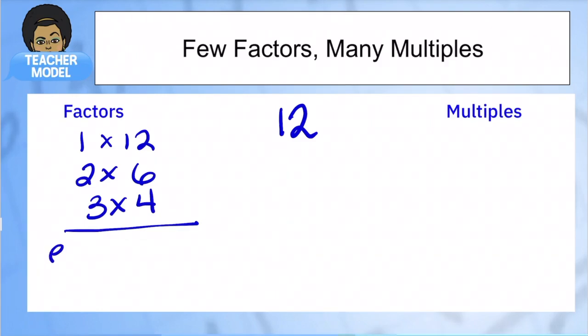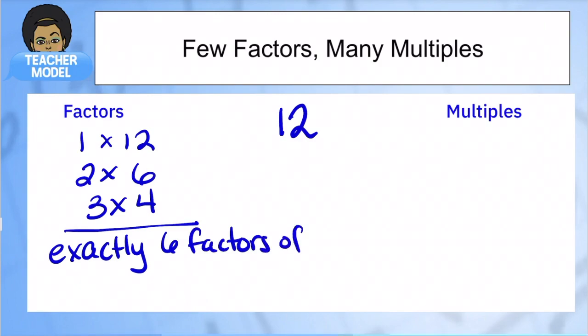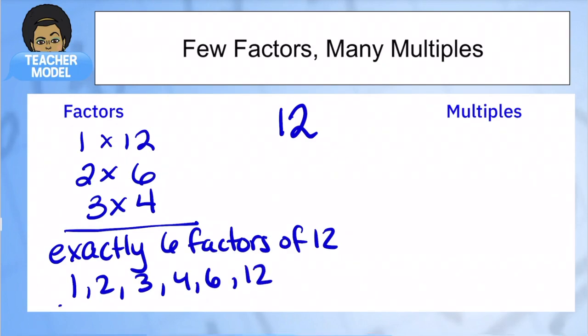So there you have it. There are exactly 6 factors for 12: 1, 2, 3, 4, 6, and 12. That's it. These are the only ways you can evenly share 12, only in those sets of numbers in those groups. But there are many multiples, and they go on forever.